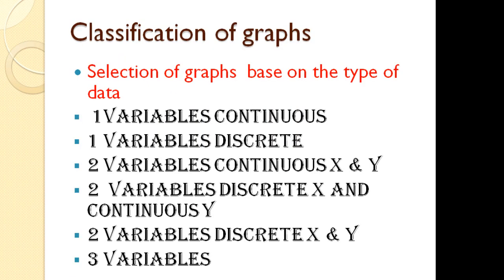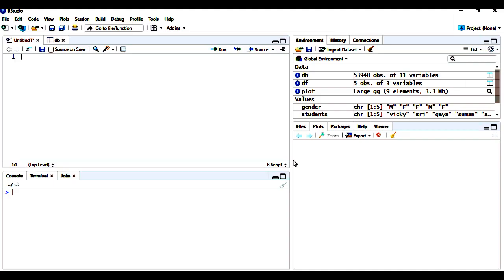Now, classification of the graph. Selection of graph is based on types of data. First is one variable continuous, one variable discrete, two variable continuous x and y, two variable discrete x and continuous y, two variable discrete x and y, and three variables. Now let's start working with RStudio.